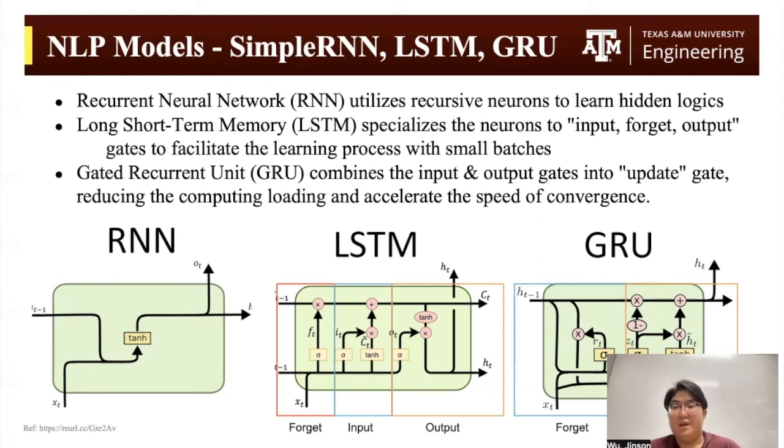Therefore, the gated recurrent unit comes out and further replaces the input and output gates with an update gate to have a better balance.